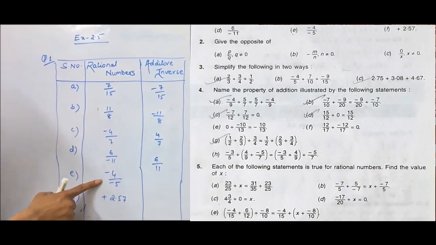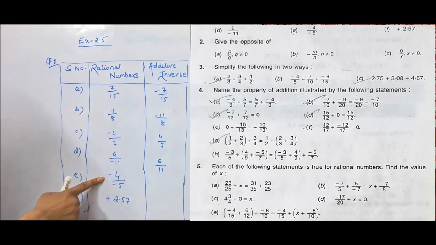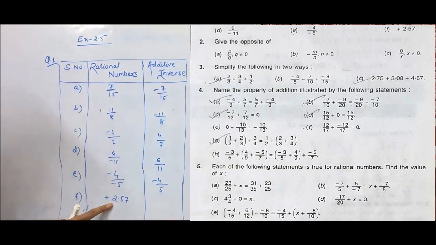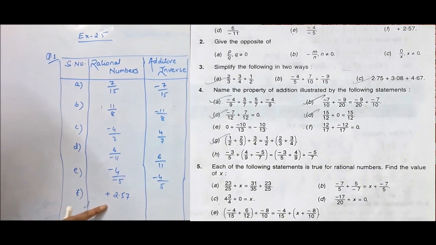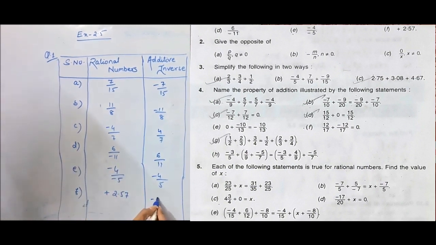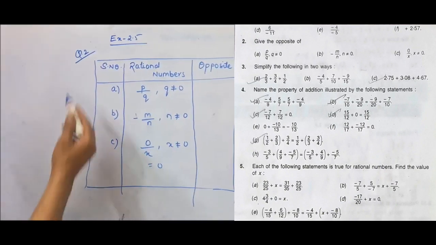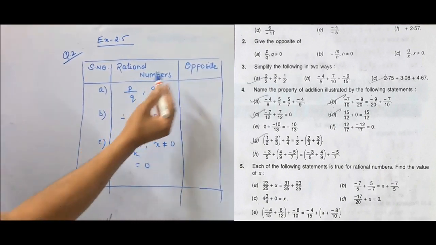Here you can see that it is a positive rational number and the additive inverse should be a negative rational number. Here also it is a positive rational number, so the additive inverse will be a negative rational number. Question 2, they are asking you to find the opposite.